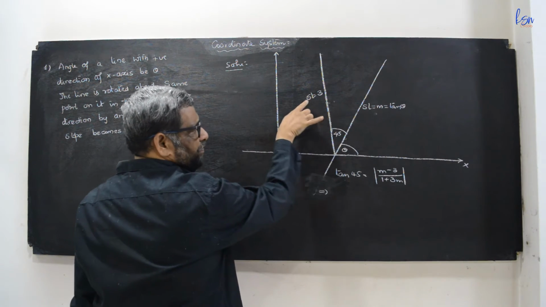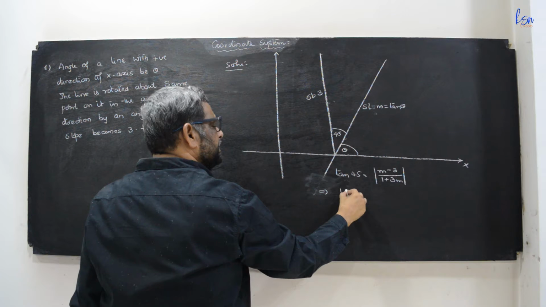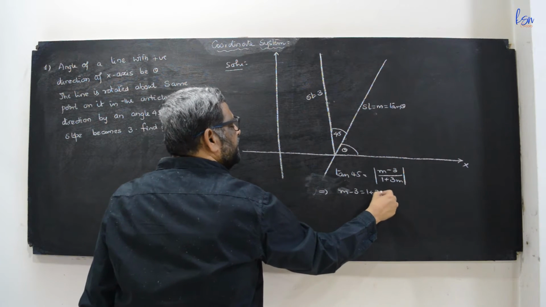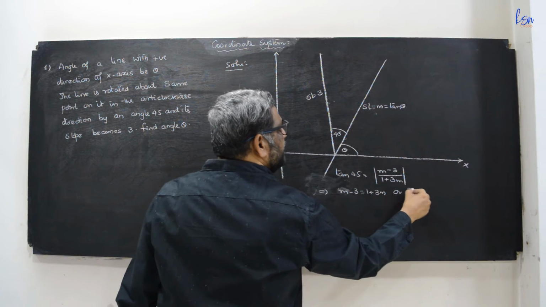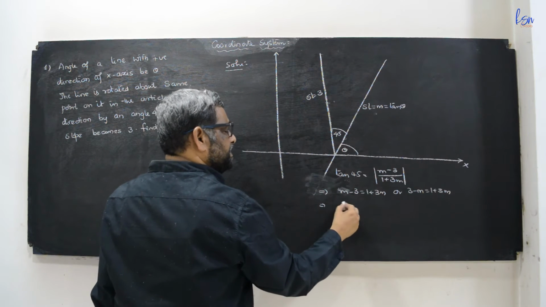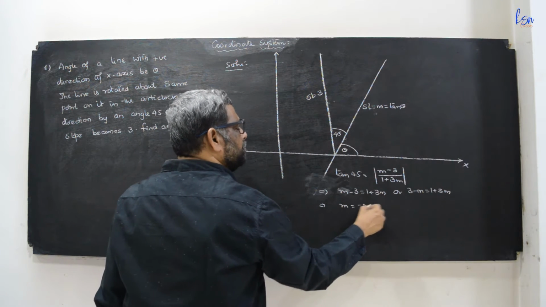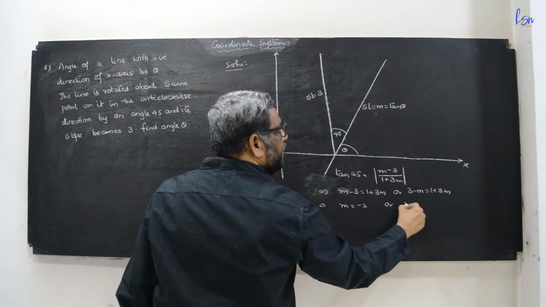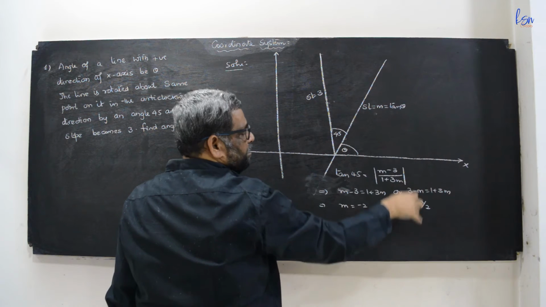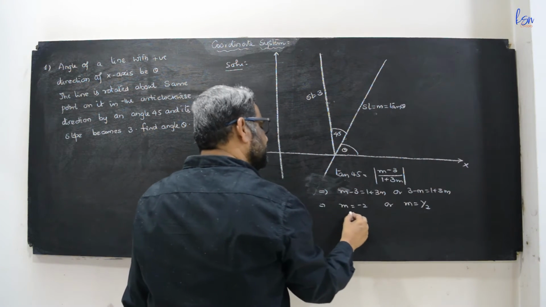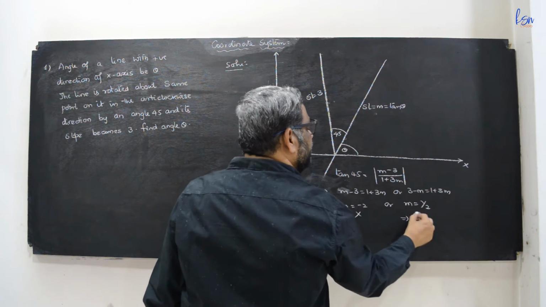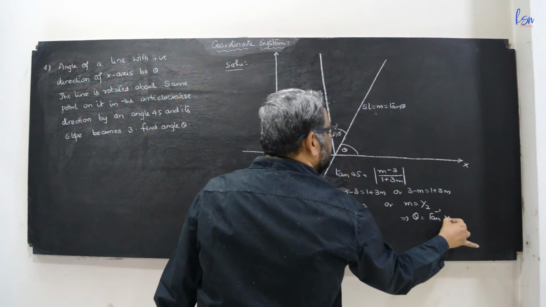Otherwise also you can take tan 45 directly like this. m minus 3 is equal to 1 plus 3m, or 3 minus m is equal to 1 plus 3m. This implies 2m is equal to minus 4, m equal to minus 2, or 4m is equal to 2, m equal to half. Since theta is acute, the slope tan theta must be positive, so m equal to half is the case, and m equal to minus 2 is to be ignored. So tan theta equal to half, theta equal to tan inverse half.